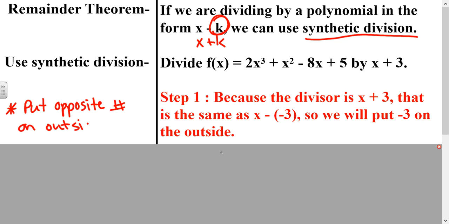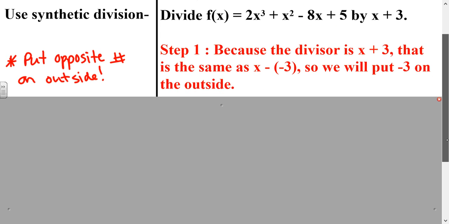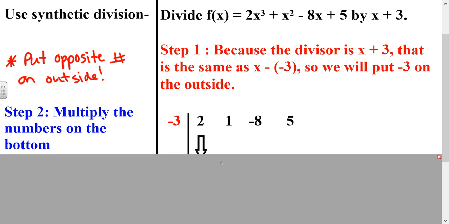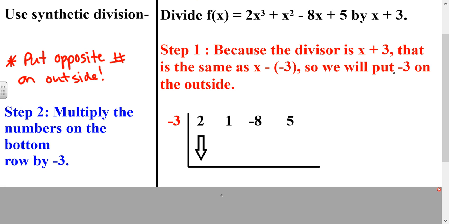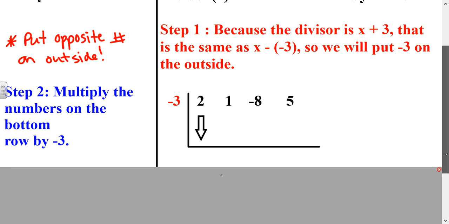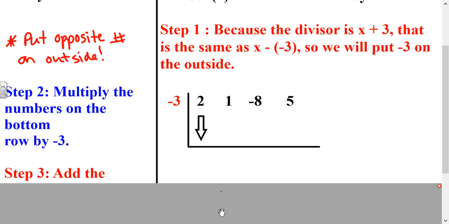Okay, so when I'm setting this up, you're going to set it up the same way that you would do synthetic substitution. So I have to check to see if there's any exponents missing, and luckily for me there's not. So this one should be a pretty easy example. So I'm going to set it up. I have -3 on the outside, and then I have 2, 1, -8, and 5 on the inside when I set it up. Now this process is exactly like synthetic substitution, so it should be really easy to do.